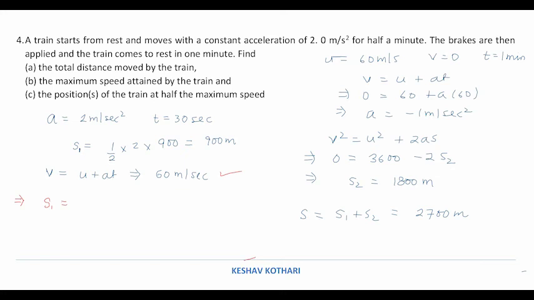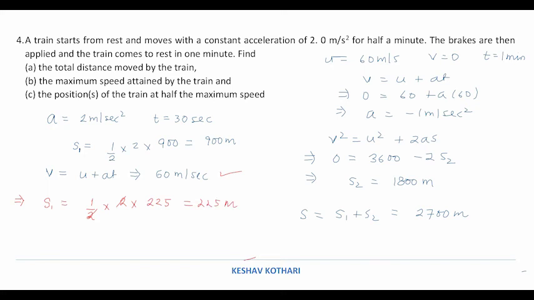So I can say that while accelerating, the displacement or the position at half the maximum speed is at 15 seconds. So half at square, 15 square is 225. So we get 225 meter.